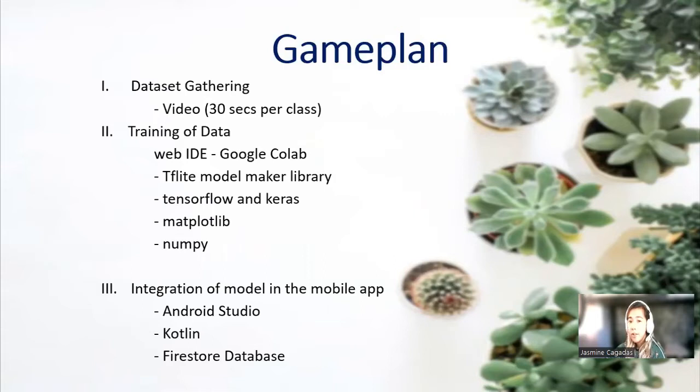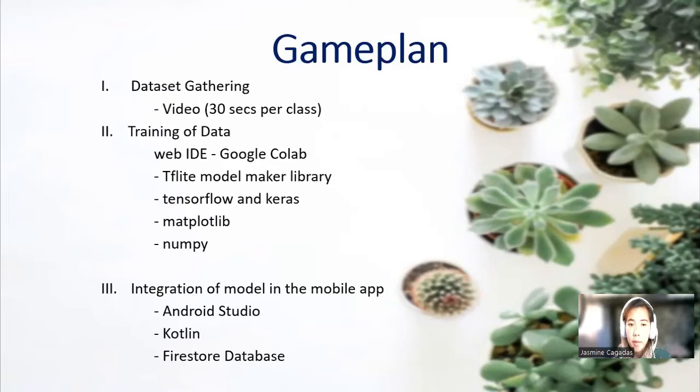The game plan that I have followed has three main stages. The first one is dataset gathering. Since I could not find any images online, I gathered my own data by myself. So I went to the greenhouse and took a 30-second video of each succulent that I want to include in my data set. And I rendered those videos into images. Since there are like 25 frames per second, each video would produce like 700 images. So each class, I have 700 images. So the total data that I have is more than 6,000 images.